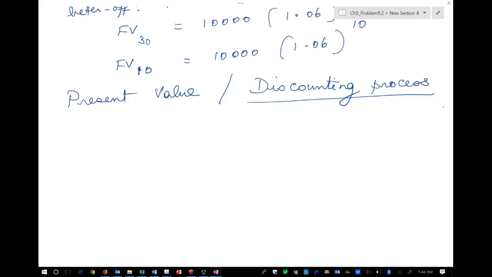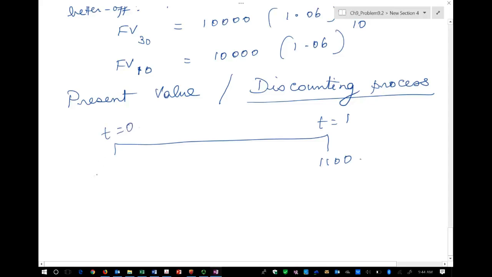So now what did I do? If I draw a timeline, in period T1, I receive $1,100. In time period T0, I have a certain present value, and if I say 10% is the rate of interest, I am asking the question, what is the present value? I can ask the same thing, and this process we call discounting.